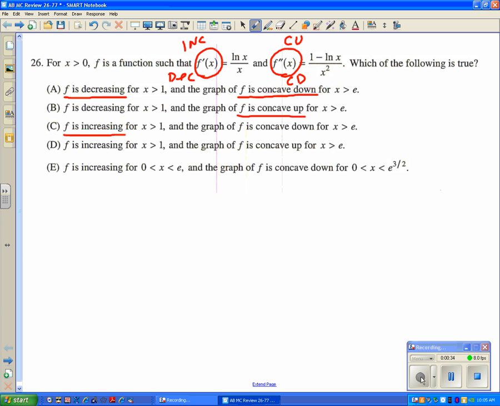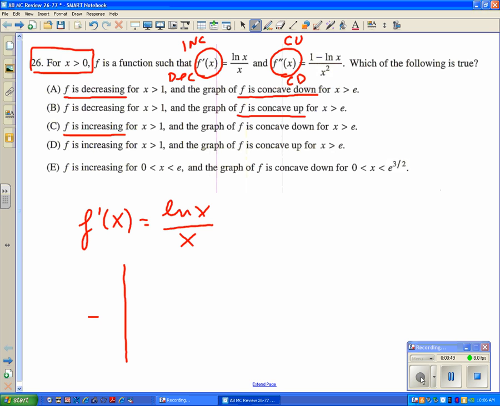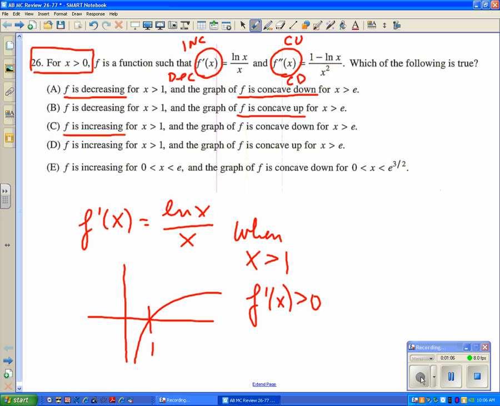So let's take a look at the first derivative, which is equal to the natural log of x over x. For the whole problem, x is always positive. The denominator is positive here. We just have to focus on the natural log, and we know the natural log equals 0 at 1. And so when x is greater than 1, we're going to have a first derivative that is positive, and that means that the function will increase.